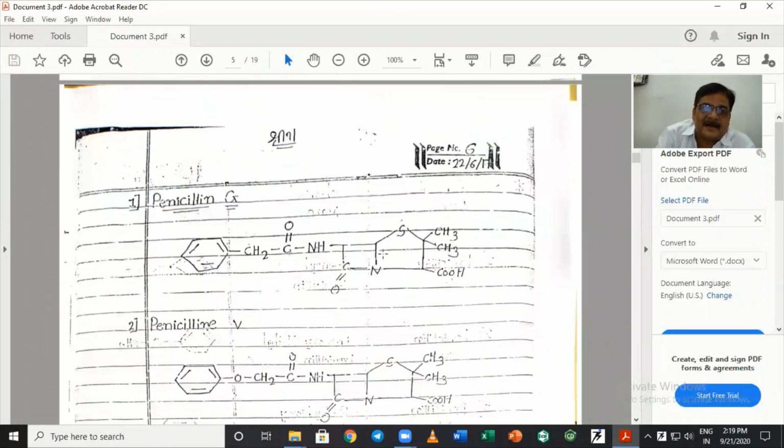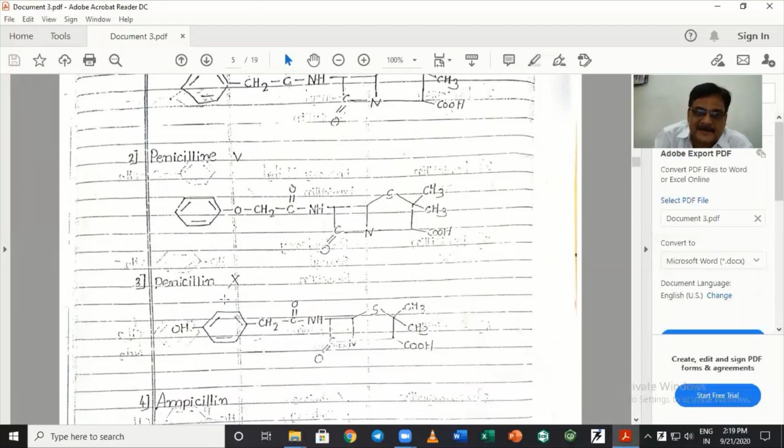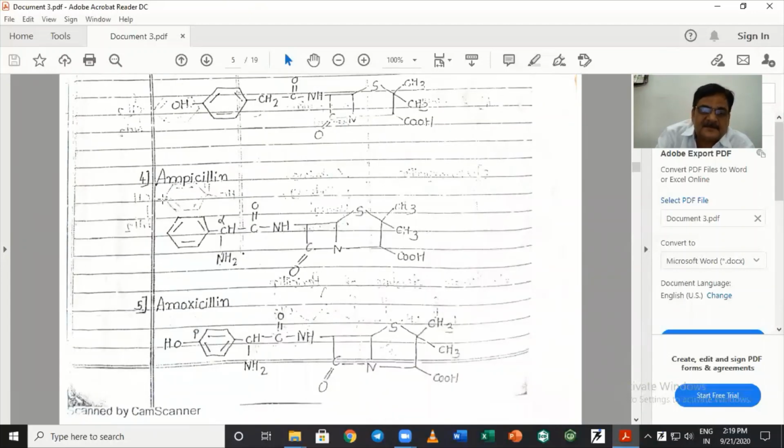When we replace R with a benzyl group, it's called penicillin G. For penicillin V, in the place of R we put a phenoxy group, so it's called penicillin V. Further, for penicillin X, this is a phenolic group in the place of R. This is the structure of ampicillin, which we have discussed. It is a branched amino group with amide linkage, with beta lactam and thiazolidine ring structure. So this is the most important drug, amoxicillin, called MOX in the market. It has a phenolic OH group with an amino group with amide linkage. It is applicable on gram-positive and gram-negative bacteria.